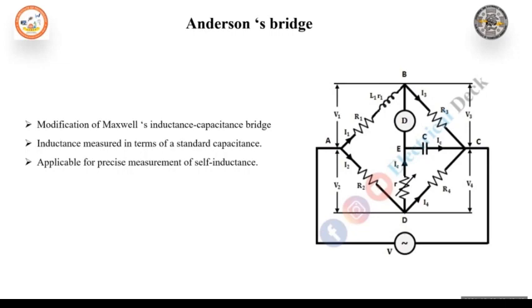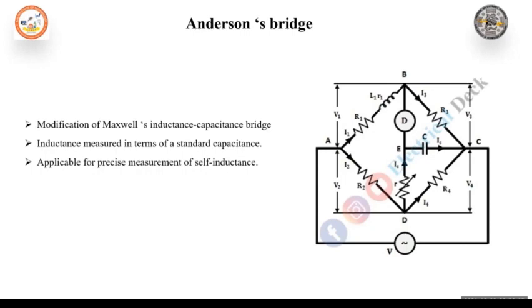So the Anderson's bridge, what I have shown here in the diagram, you can look here. There are 4 arms in each bridge. In each arm, what are those? One arm of the bridge consists of the unknown inductor, L1, or you can call it Lx, with a known resistance in series. This resistance R1 includes the resistance of the inductor alone. C is the standard capacitor, with R, R2, R3, R4 all non-inductive resistances.